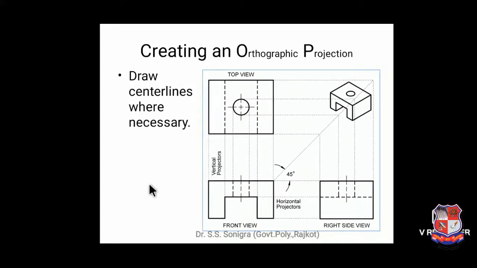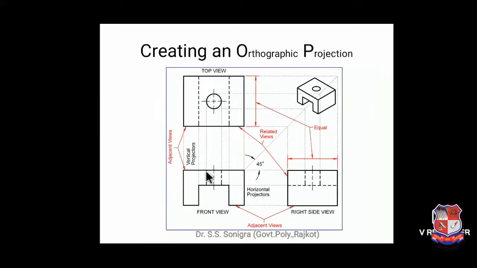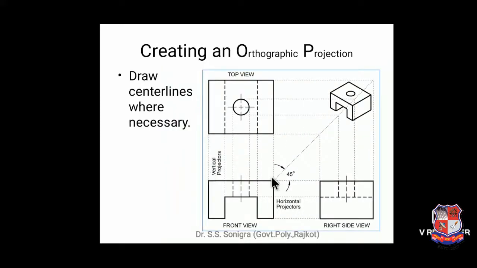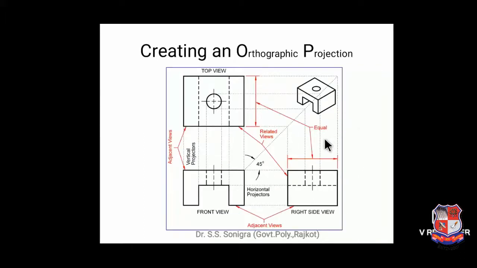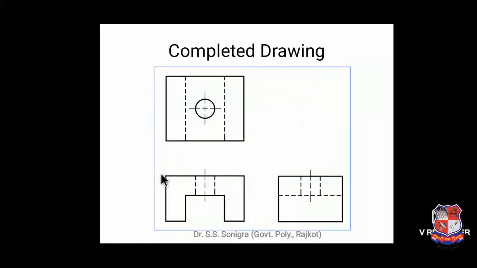Draw center lines wherever necessary, like this. So this is final answer of this object. Now create an orthographic projection of this object. These are the related views, these are adjacent views, and these are adjacent views. This width and this width are equal, this width and this height are equal. And this is complete drawing of given object.